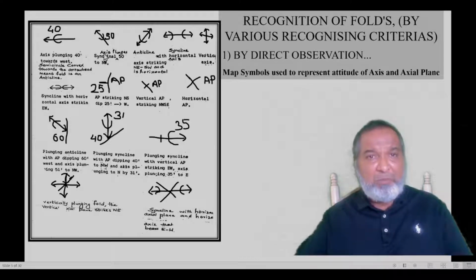Syncline, with the plunge of 50 degrees. This is the anticline, shown with this symbol. Syncline is shown with this symbol. If the axis is vertical, this is the symbol which is used.